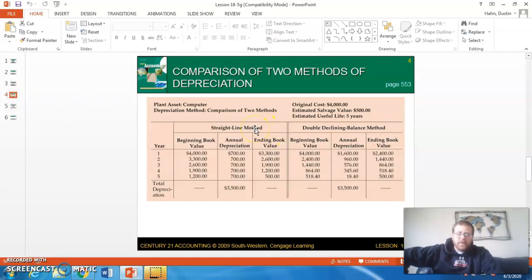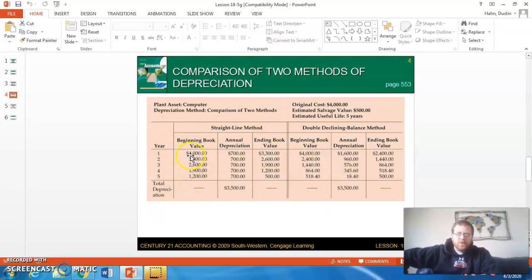Going back to, I think section 1 or 2, I don't remember which one, we worked with the straight line method, and now section 5 is the double declining balance. We are comparing these two methods using the same exact asset. So this is a computer. The same numbers: you bought it for $4,000, you have it for 5 years, and you're estimating that you get $500 at the end. That's your salvage value. Look how different these numbers are, though. It depends on what method you use.